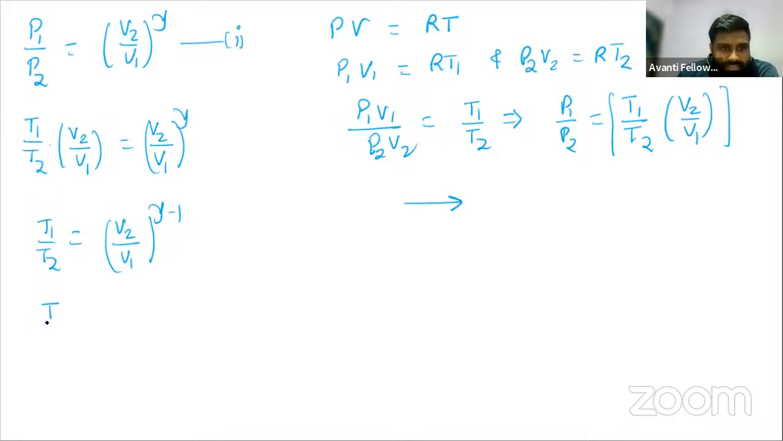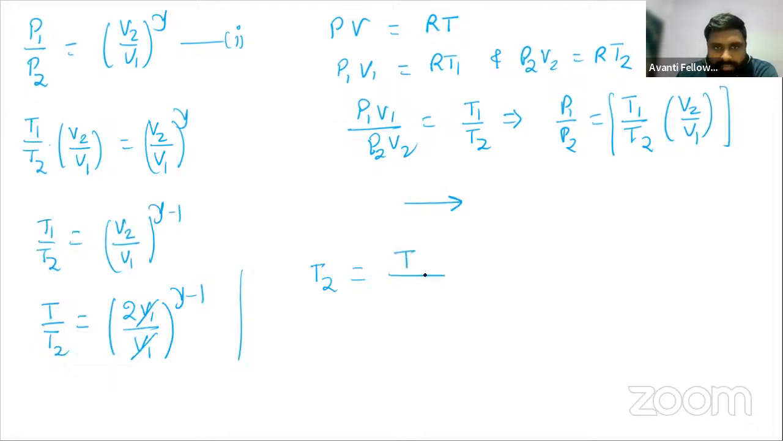Now T1 is T, which is given to us. T2 we need to find out for the work done purpose. V2, it has been said that the volume of the gas is doubled, so V2 is 2 times V1. V1 and V1 will cancel out. So we have T2 equals T upon 2 raised to the power gamma minus 1.